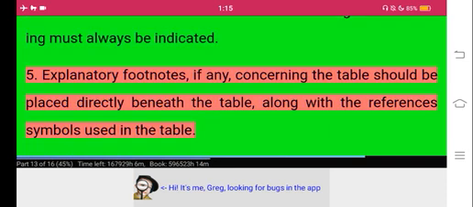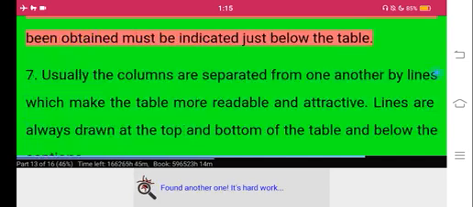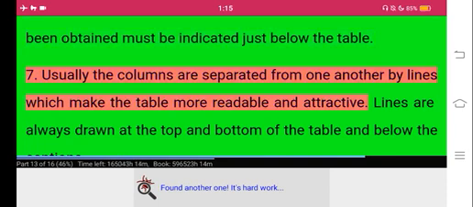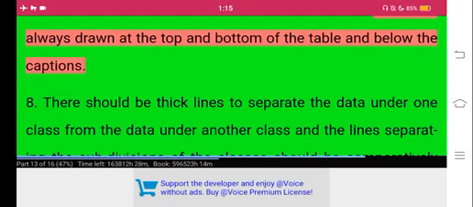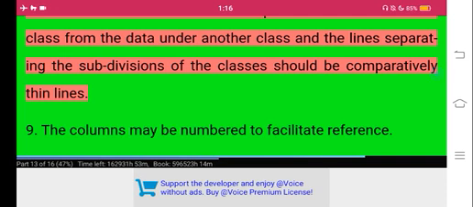5. Explanatory footnotes, if any, concerning the table should be placed directly beneath the table, along with the reference symbols used in the table. 6. Sources from where the data in the table have been obtained must be indicated just below the table. 7. Usually the columns are separated from one another by lines which make the table more readable and attractive. Lines are always drawn at the top and bottom of the table and below the captions. 8. There should be thick lines to separate the data under one class from the data under another class, and the lines separating the subdivisions of the classes should be comparatively thin lines.